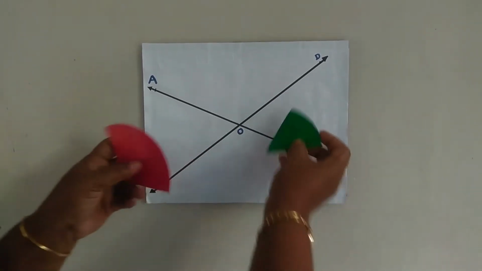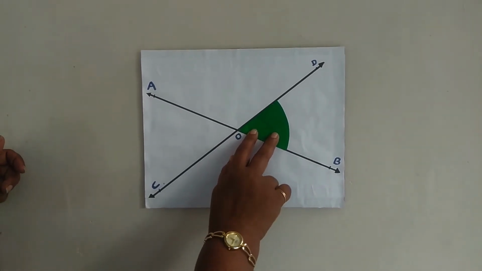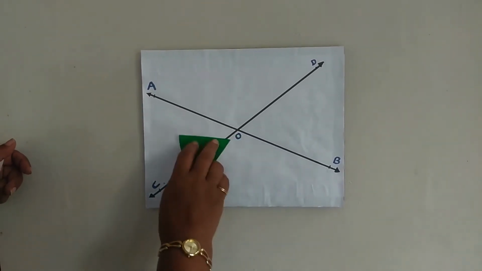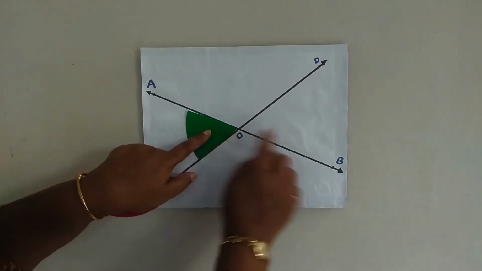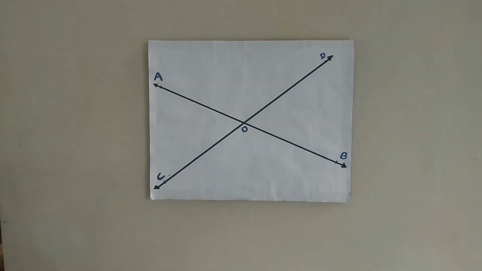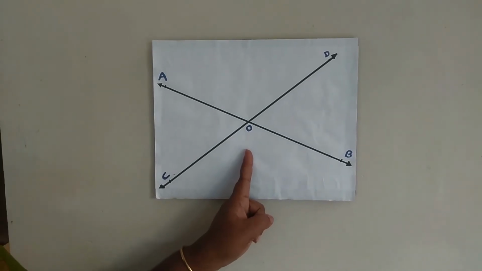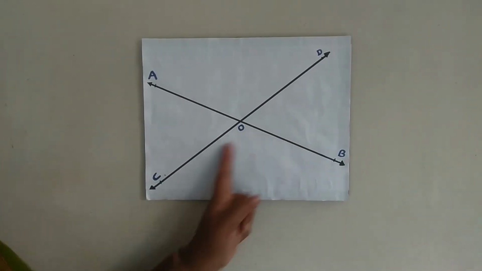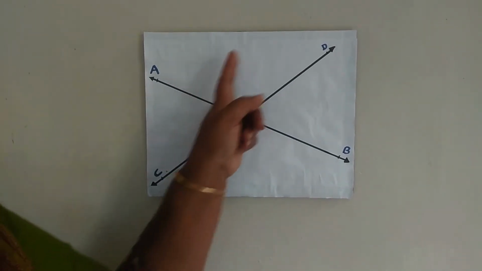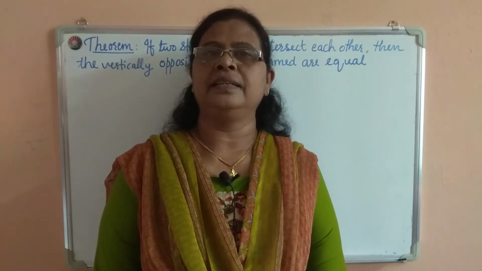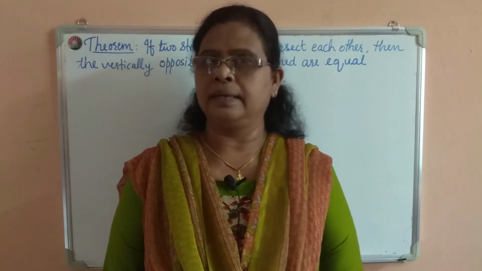Similarly, this is angle BOD, and if we keep this sector here, angle BOD and angle AOC are equal. We are going to prove the theorem: vertically opposite angles are equal. That means angle AOD equals angle BOC, and angle AOC is equal to angle BOD. As I said earlier, for proving any theorem, there are 6 formal steps.